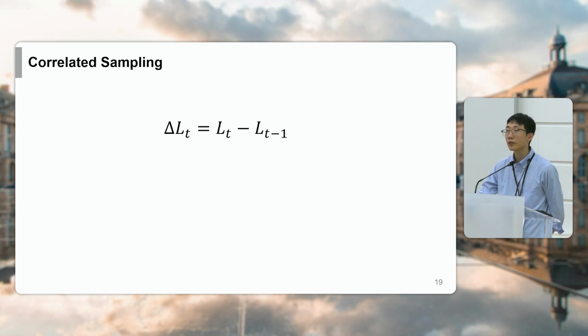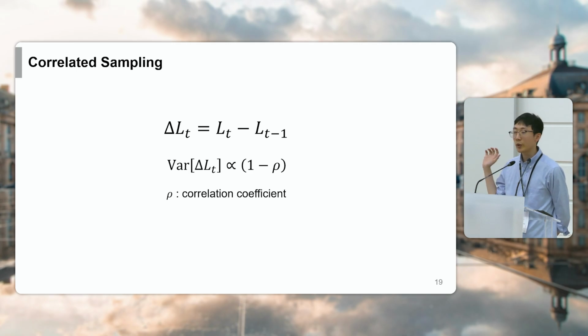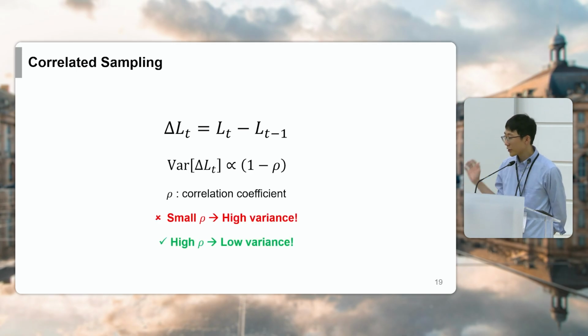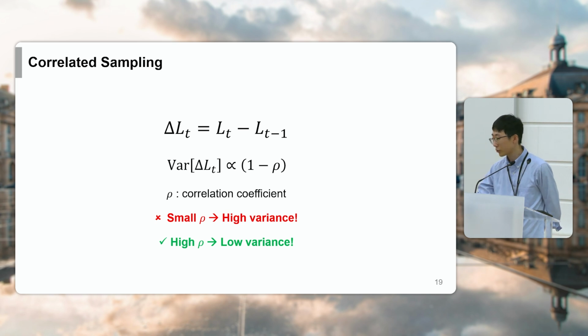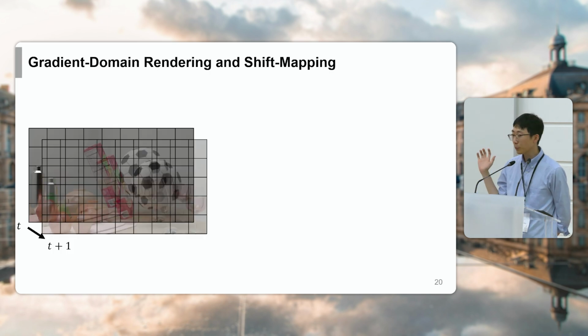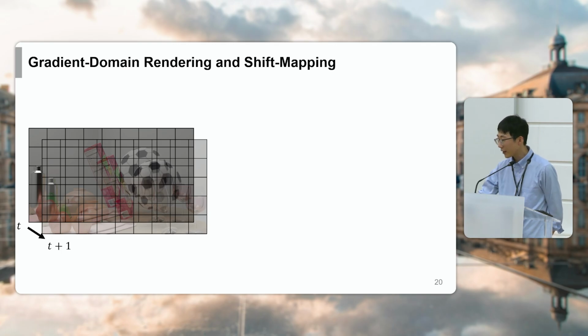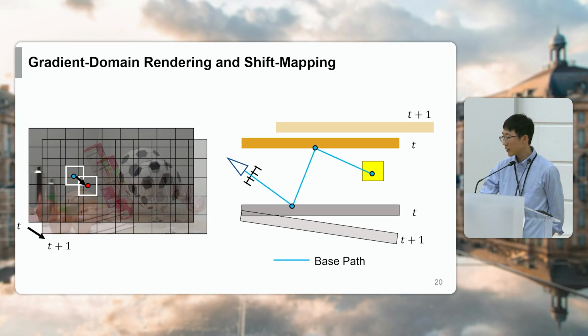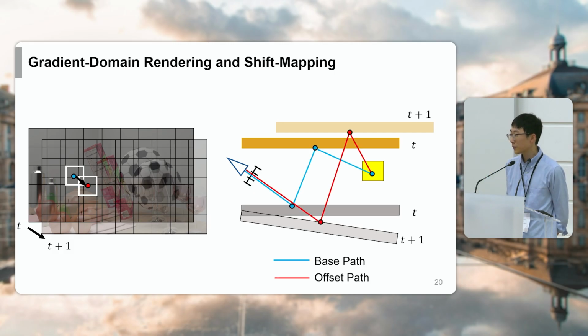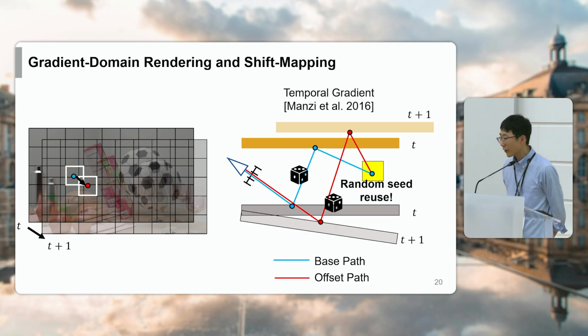Our goal is to estimate the temporal difference signal, and the variance of this signal depends on the correlation between the two frames. By increasing the correlation between consecutive frames, we can significantly reduce the variance. In fact, exploiting the correlation between samples has been widely studied in gradient domain rendering through a technique known as shift mapping. The key idea is to estimate the image gradient by subtracting two highly correlated paths, namely the base path and the offset path, that have similar path throughput. Several implementations are possible, but in this paper, we use random seed reuse, which uses the same random seeds over consecutive frames.